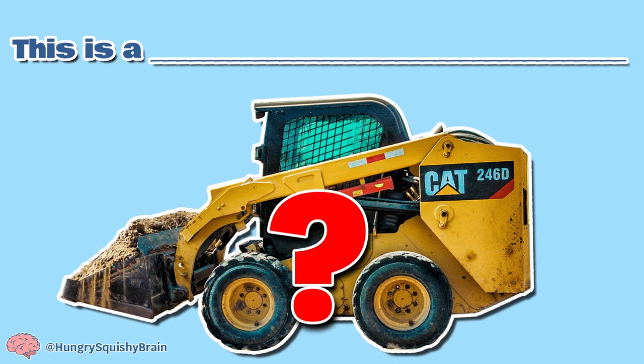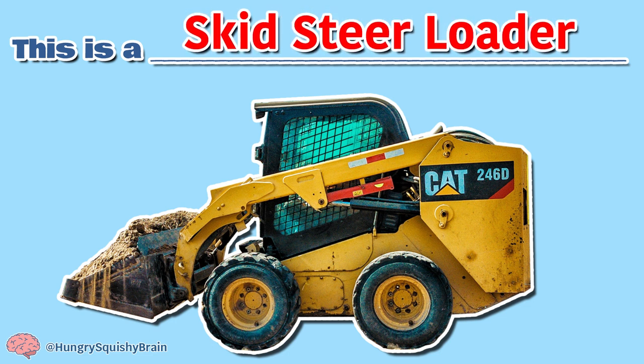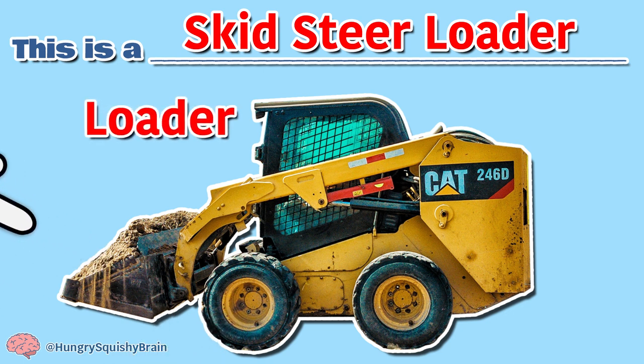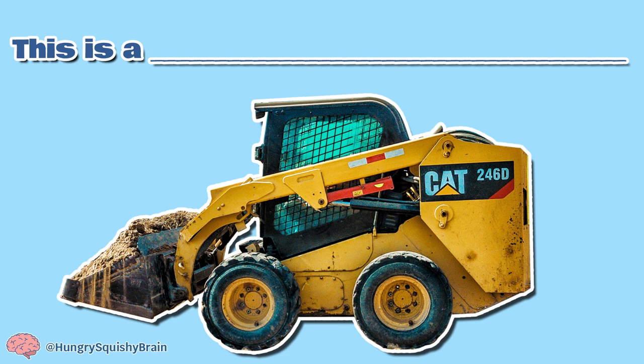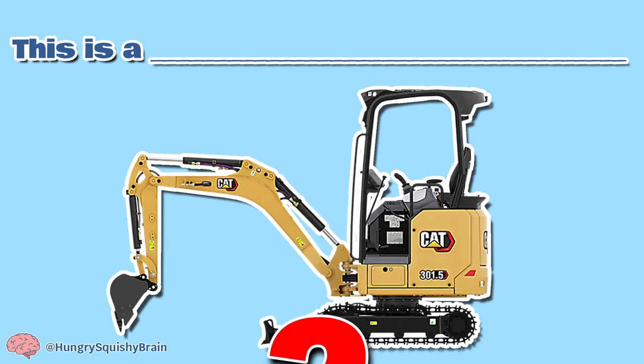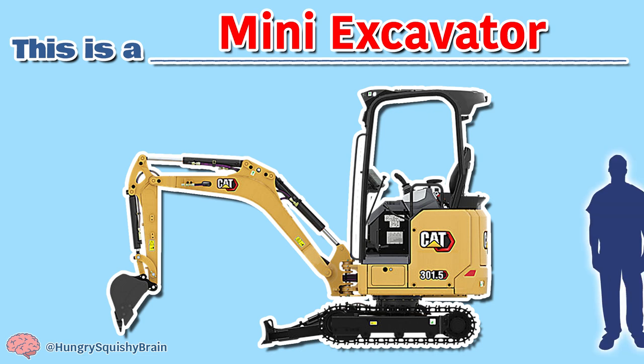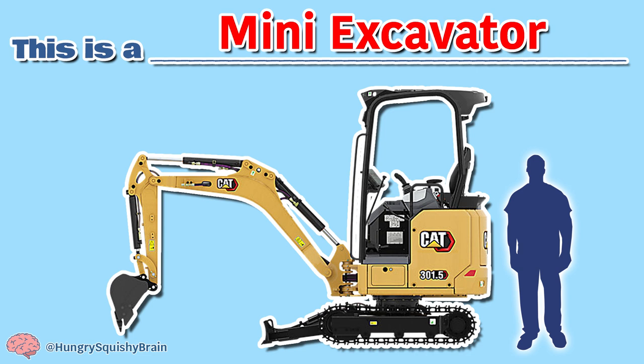What is this? This is a skid steer loader. The front wheels do not turn, it steers by skidding. And this is the loader. What is this? This is a mini excavator, and it's mini because it's small compared to regular sized excavators. An average height person standing next to this mini excavator is about this tall.